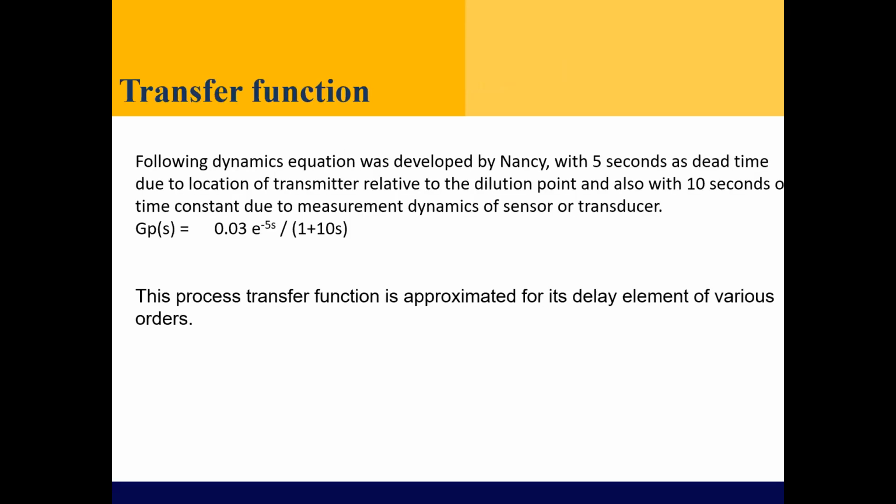This is the transfer function which we have selected, given by Nancy, where G(s) is 0.03 e^(-5s) over 1 plus 10s. Here 0.03 is the process gain, the exponential delay is 5 seconds, and 10 is the time constant. So this is a typical first order process along with the presence of delay. As already said, delay is an integral part of any process in chemical industries. Here the delay is especially because of the far location of the sensor.